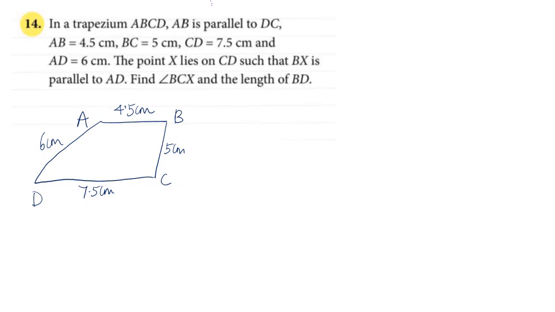Okay, so we are given a point X lies on CD such that BX is parallel to AD. Oh, okay, so we have X here, and these two are parallel, and this one is parallel. So from the diagram we have just drawn, what do you think is the name given to the quadrilateral ABXD? Yes, ABXD is a parallelogram.